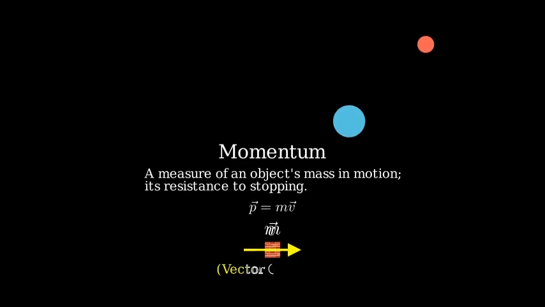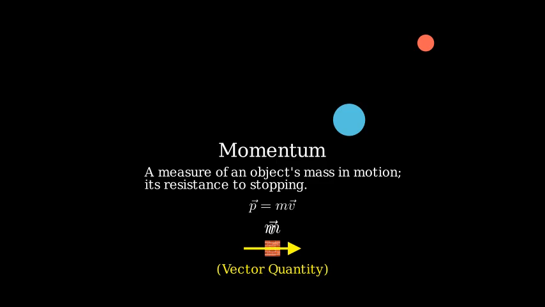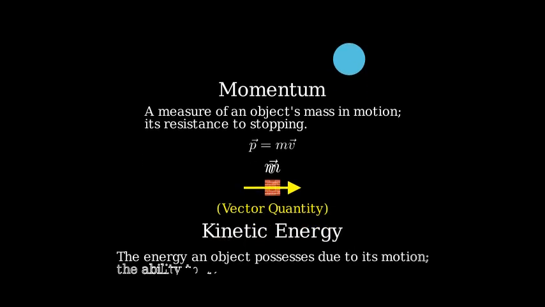Crucially, momentum is a vector quantity. This means it has both a magnitude, how much momentum, and a direction, which is the same as the direction of the object's velocity. Now, let's consider kinetic energy.